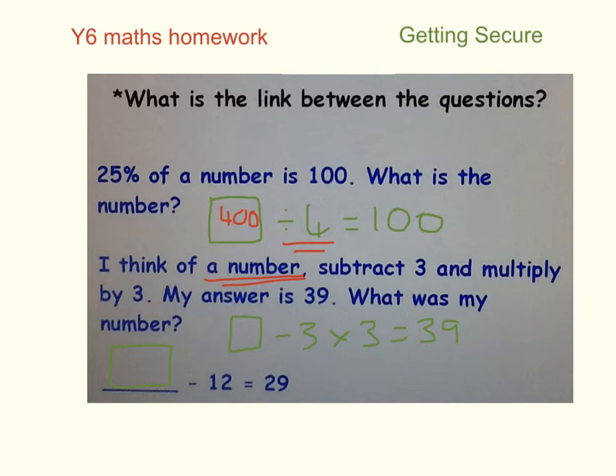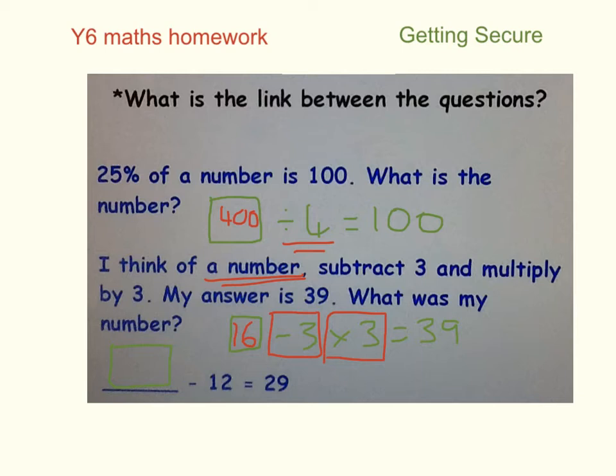So I need to do the inverse, I need to do the opposite to work out what the original number was. The opposite of multiplying by 3 is dividing by 3. 39 divided by 3 is 13. And then I need to do the opposite of taking away 3, which is adding 3, to get me to 16. 16 take 3 is 13 times 3 is 39.